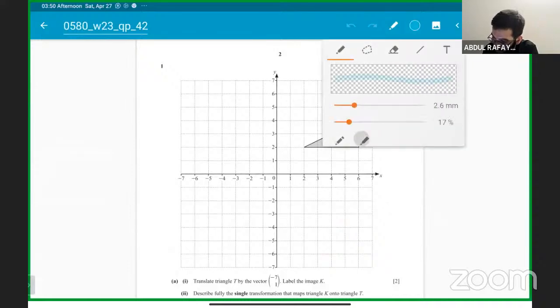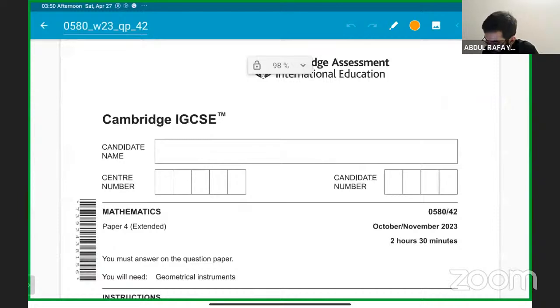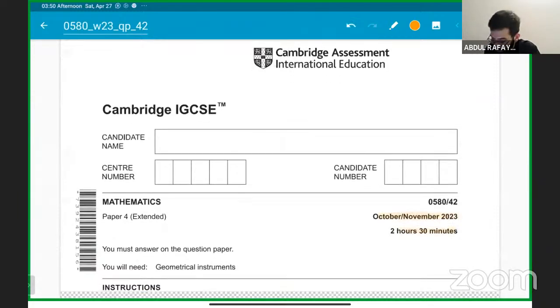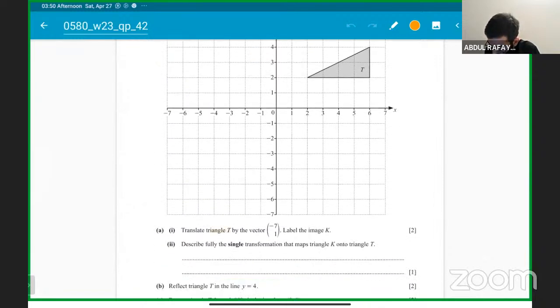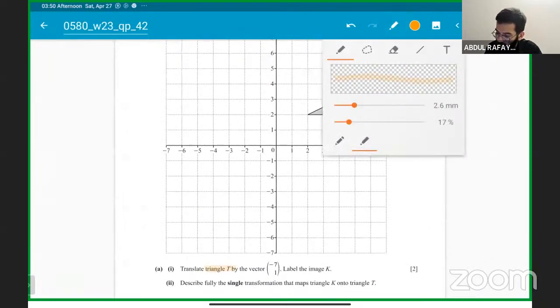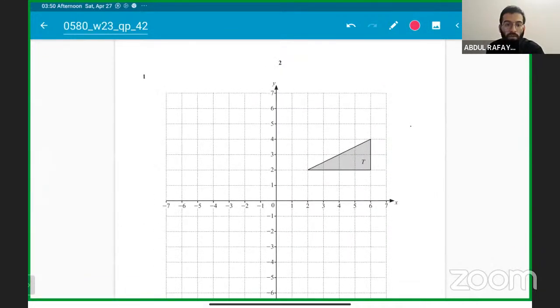So basically, this is October/November 2023, Paper 4, Variant 2. The first question says that we have to translate triangle T. Let's write down the topic as well. Make sure everyone can revise the transformations topic today. So what we are doing, students, is revising the transformation topic.